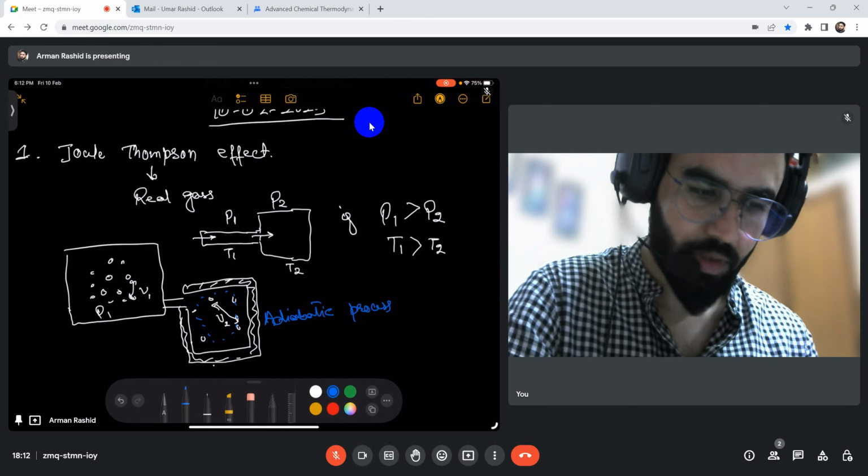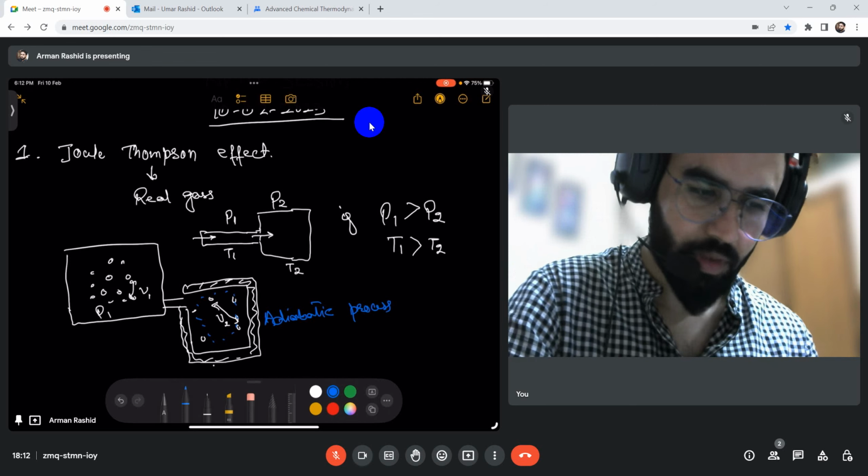Now we can prove that the Joule-Thomson effect is an isenthalpic process. That means the enthalpy of the gas actually remains constant. H1 is equal to H2. So this is the Joule-Thomson effect.